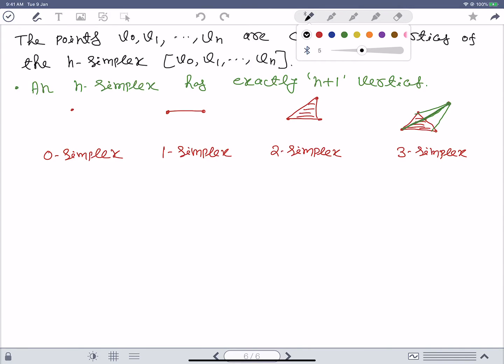Now for an n simplex, we can define a face of the n simplex. So what is a face of an n simplex? Let we have an n simplex. It is generated by n plus 1 vertices. Now if we delete exactly one vertex, then the n minus 1 simplex spanned by the remaining n vertices is called a face of the simplex.